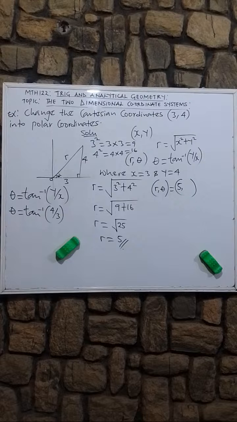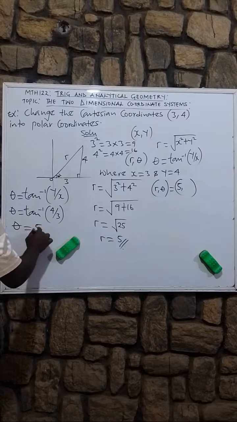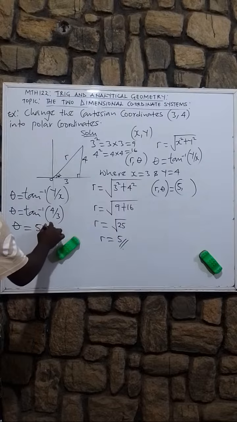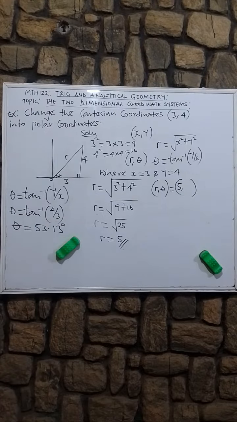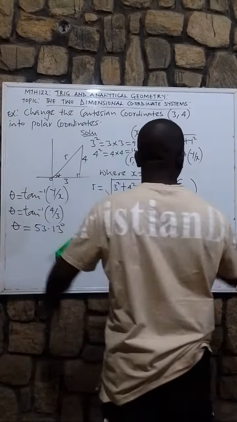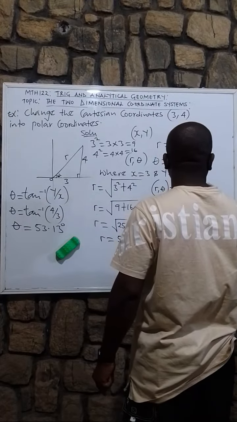So press your calculator to give us the right answer. It means tan inverse of 4 over 3, we are going to have 53.13 degrees. So therefore our theta is given as 53.13 degrees.